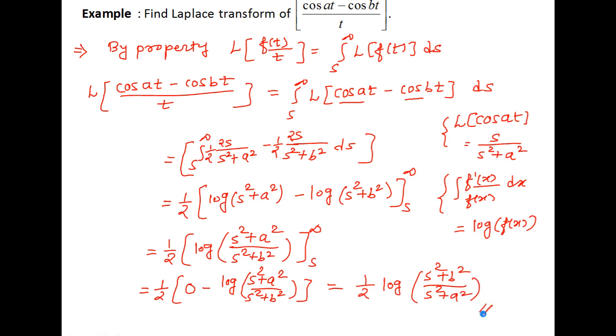So this is how we can use the division property to find the Laplace of any function which is divided by t or powers of t. So I hope you understand this.